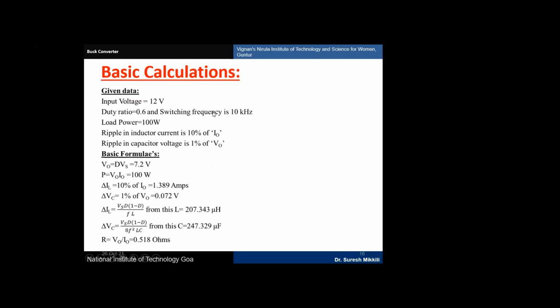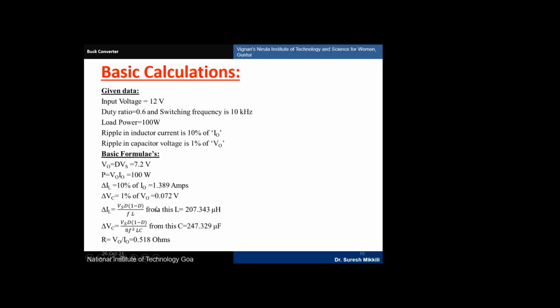Switching frequency is given to you. Ripple in the inductor is given to you. Ripple in the capacitor is given to you. By considering those values, we have calculated ripple out of 10% of I naught. So we have calculated the ripple in the voltage. We know the formula: Vs into D into 1 minus D by F L. From there I have calculated L, and from the ripple in the capacitor voltage I have calculated C. From the power circuit I have calculated R. So I know the L, C, R values.